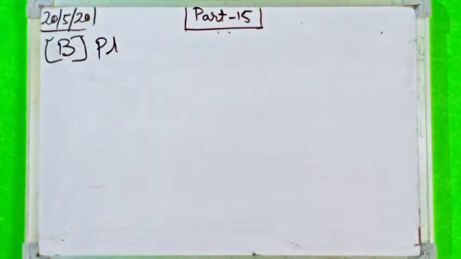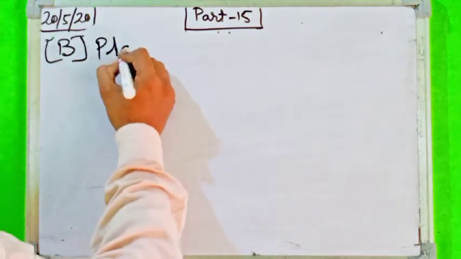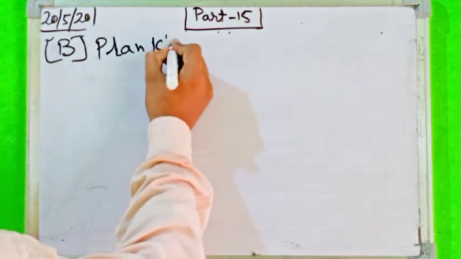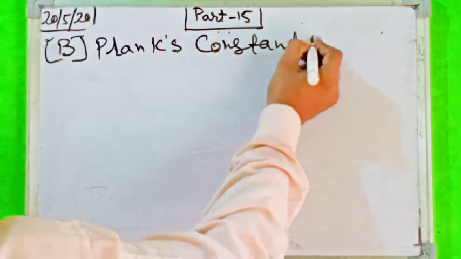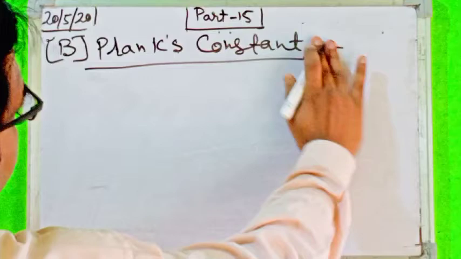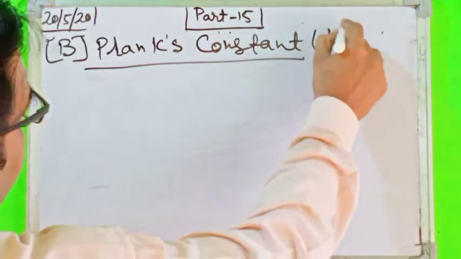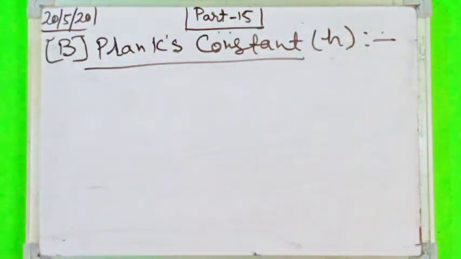About Planck's constant you will study in the higher classes. In class 12 you will study Planck's constant in the photoelectric effect. Planck's constant is denoted by h.